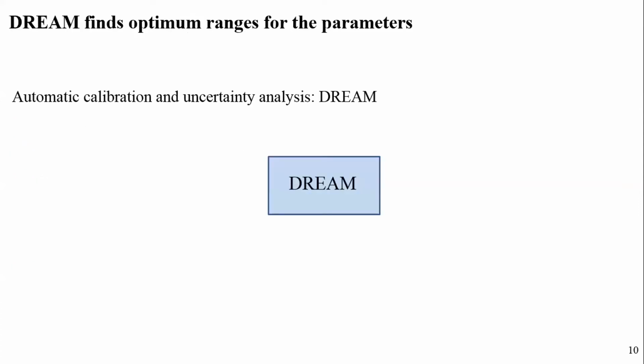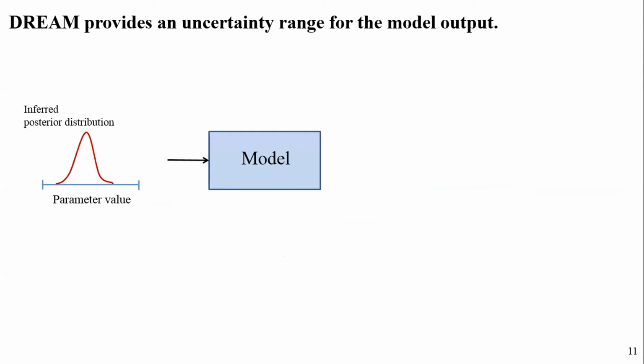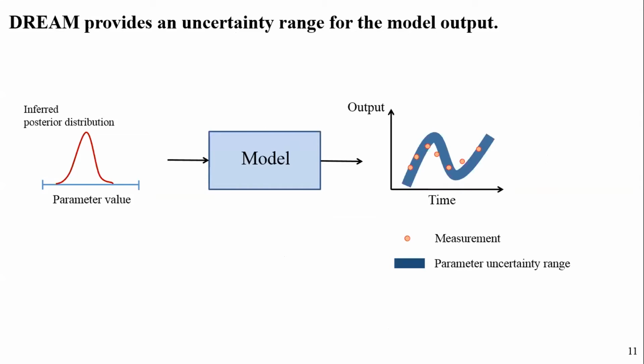As an automatic calibration and uncertainty analysis algorithm, the DREAM method is selected. Before calibration, we consider a uniform distribution for the feasible parameter range. Using the observations, the DREAM algorithm identifies the optimum range for the parameters and the posterior distribution for the parameters. Then, using the posterior distribution, we run the model and can obtain an uncertainty range for the simulation due to the parameter uncertainty.